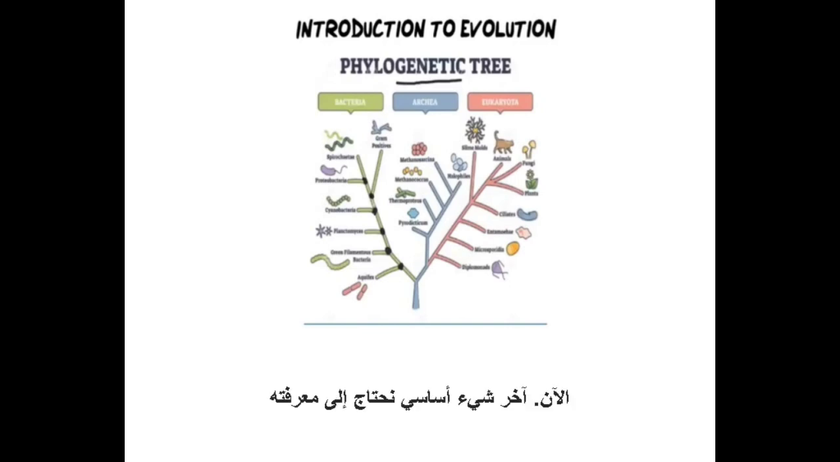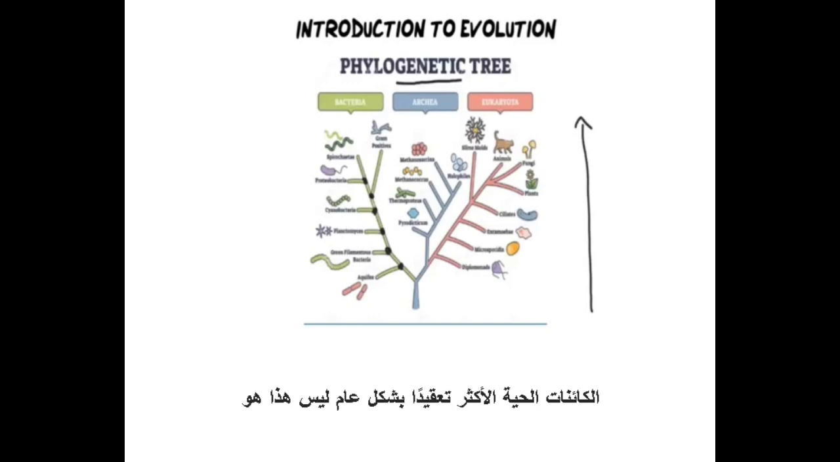Now, the last basic thing we need to know about phylogenetic trees is the fact that they are showing us essentially a timeline. We're starting from the oldest organisms and we're moving upwards to the newer organisms and also the more complex organisms generally, not always the case. Now, in this diagram, there isn't a time scale, but please know in exams there will be, and generally it is counted in MYA, or millions of years ago.